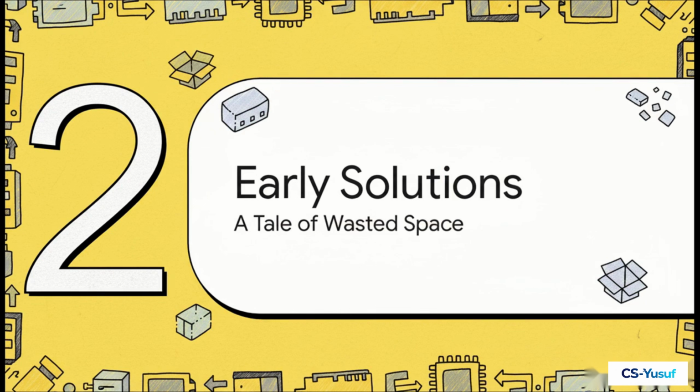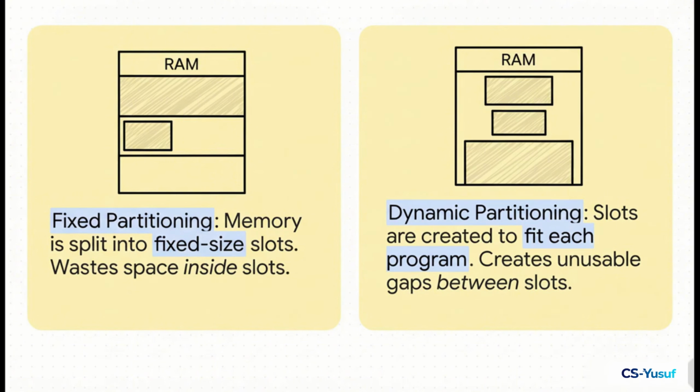Now, before we landed on the super elegant solution we use today, computer scientists tried a few, let's call them simpler approaches. We're going to take a quick look at these because, honestly, understanding why they failed is crucial to appreciating why our modern systems are so brilliant. The first ideas were pretty blunt. With fixed partitioning, you just chop up your memory into fixed-size boxes.